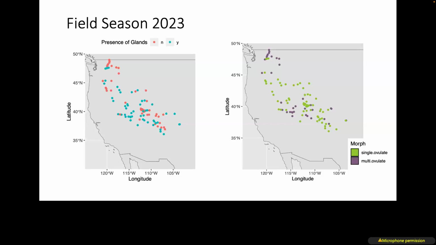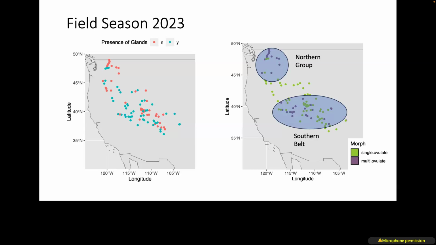The next thing I'd like to think about is how these two morphs are distributed across space. What's really striking about this particular distribution pattern is that we see two clusters coming out within our distribution, where we have a northern group and what I'm calling a southern belt. And there are no multi-ovulate individuals in between, which is a really curious pattern to show.